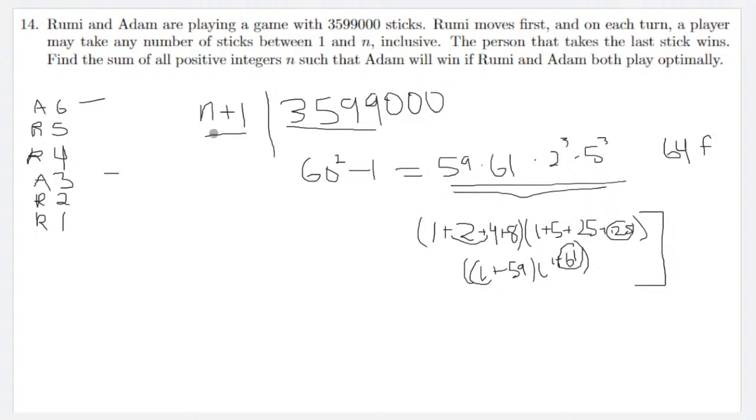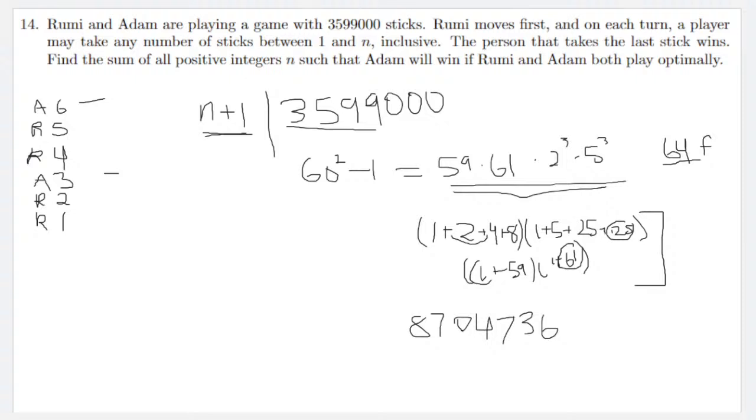Now, we just need to subtract 1 from every factor. But we're just finding the total sum, and we know there are 64 factors. So let's just subtract 64. So in the end, our final value is 8704736.